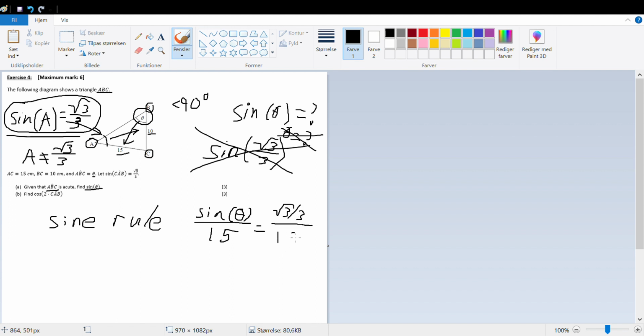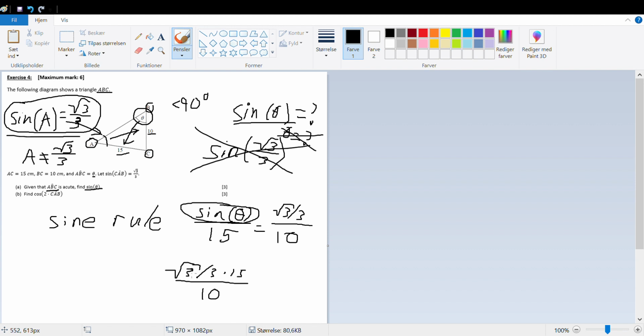Divided by 10 should also be the same. Okay. Let's do some work now. We'll start by isolating for this, because that's what we're looking for, right? If we look up here, that's what we want to find. So all we need to do is multiply the other side with 15. We have then square root 3 divided by 3 multiplied by 15 divided by 10.